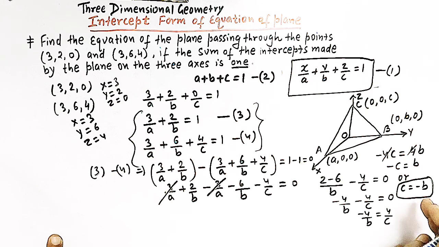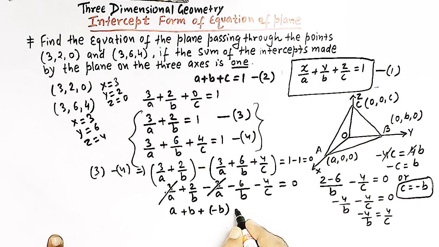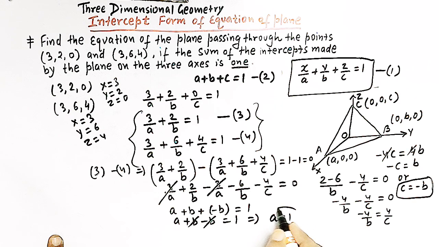So let us now substitute this value in equation 2. So we have a plus b, and for c we have minus b, and this is equal to 1. And here we have a plus b, and here we have minus b, and b and minus b get cancelled, so we have simply a is equal to 1, right? So now we have a is equal to 1. So let us substitute this value of a in equation 3.